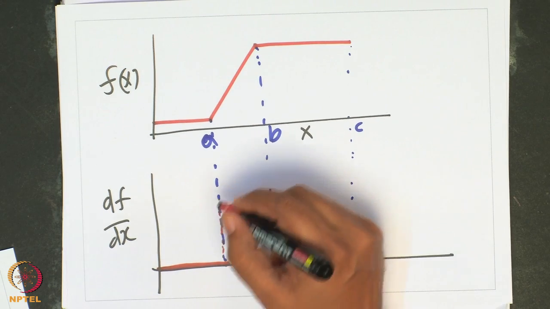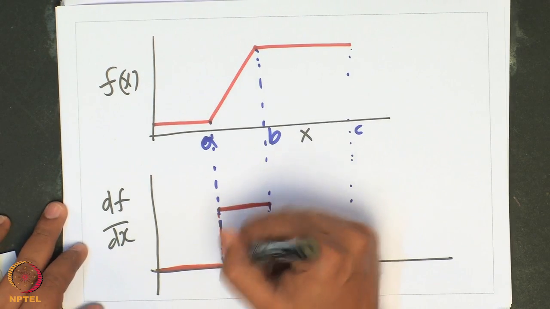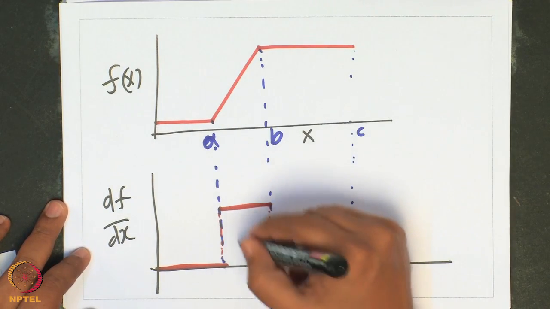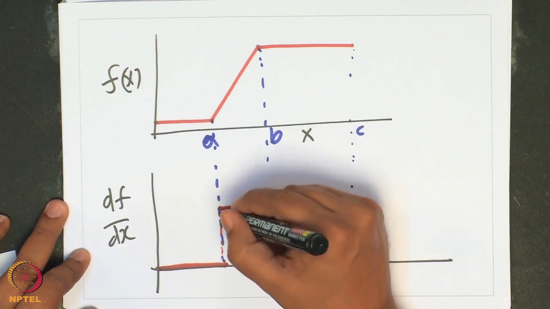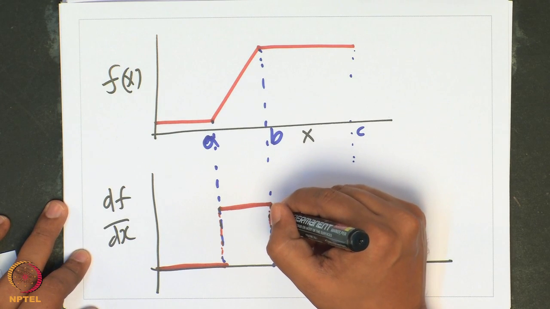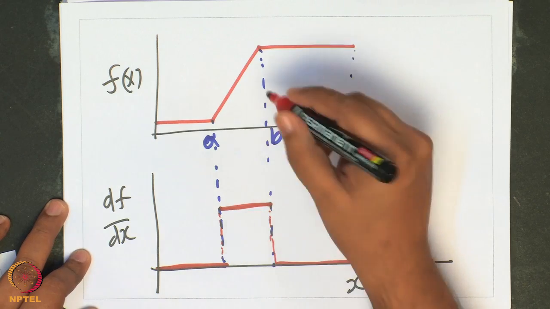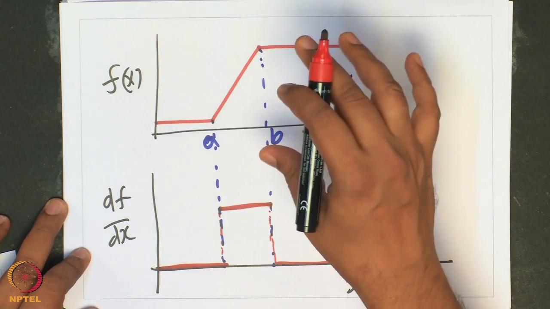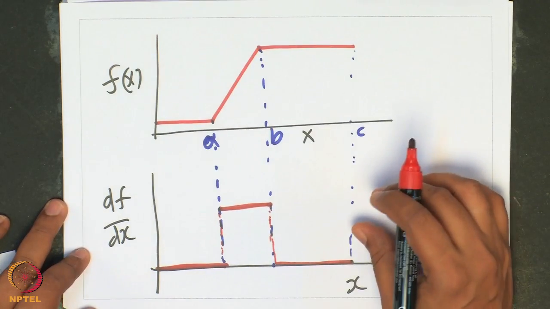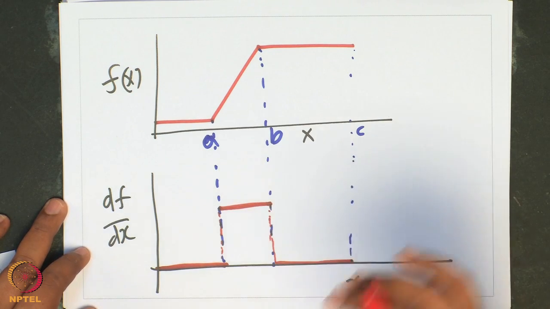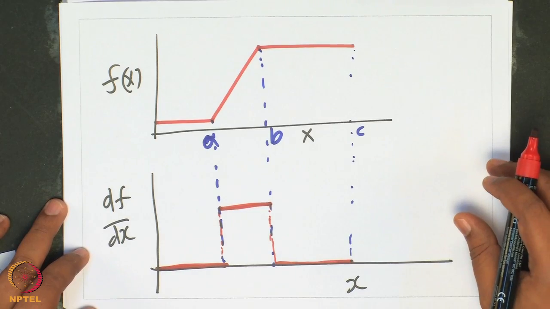Suddenly the derivative changes at this point. It is almost like discontinuous. A sudden change typically does not happen in nature, but even though there is a sudden change and then again suddenly falling, we have this. So if we are given this f of x, the derivative df by dx can be plotted like this.